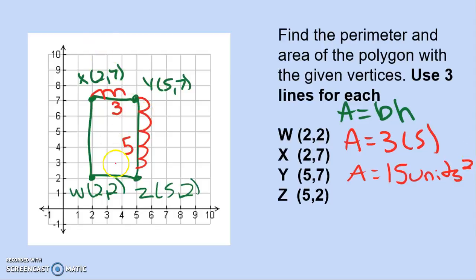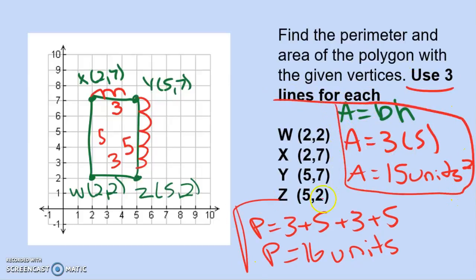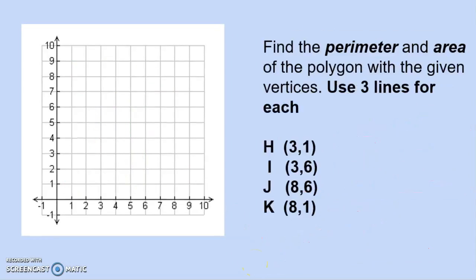Now my perimeter, remember, that's when you add up everything on the outside. So I have another 3 here, another 5 here. So if I add my perimeter, I'm going to get 3 plus 5 plus 3 plus 5. That's going to give me 16. Remember, with perimeter, you do not have units squared, you just have units, because you aren't multiplying units together. Alright, and remember it says use 3 lines for each. I have 3 lines for this one. For perimeter, I'm only going to make you do 2, but I have 2 lines for my perimeter here.